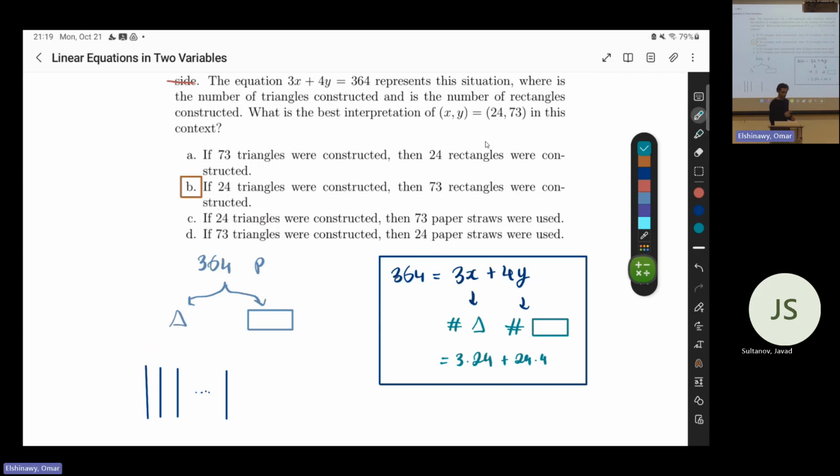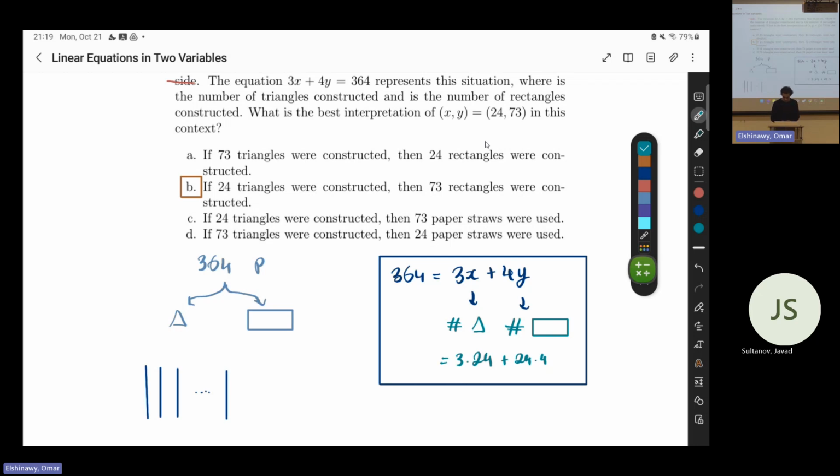Okay, to make just one triangle, you need how many straws? 3 straws. Okay, good. So one triangle, 3 straws. Now 24 triangles is 24 times 3 straws, because you have 3 for each one of the triangles.